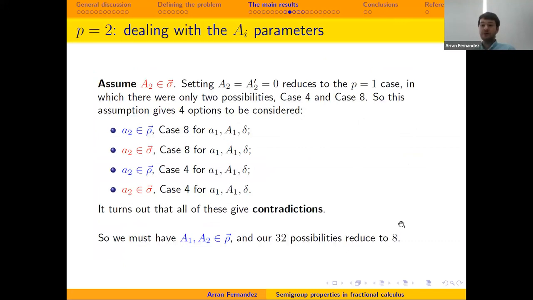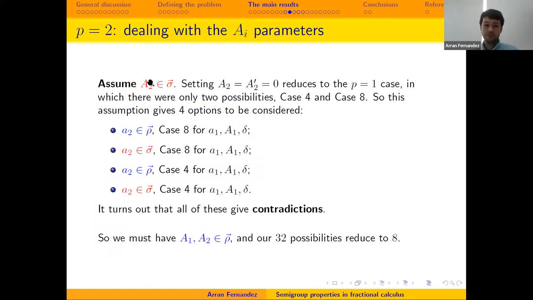Now, the good thing about red parameters is that the semigroup property should be true for all values of the red parameters, which means we can just set big A2 to be 0, and then we reduce to the p equals 1 case, which is already solved. We know what happens on p equals 1. It's only two possibilities, case 4 or case 8.